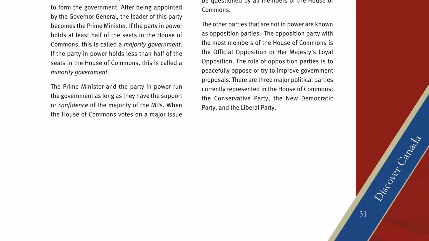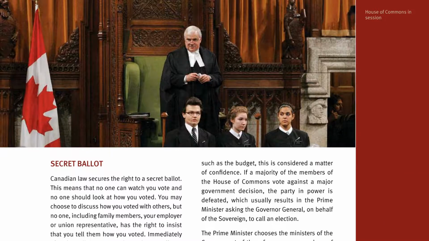The opposition party with the most members of the House of Commons is the official opposition, or Her Majesty's loyal opposition. The role of opposition parties is to peacefully oppose or try to improve government proposals. There are three major political parties currently represented in the House of Commons: the Conservative Party, Liberal Party, and New Democratic Party.